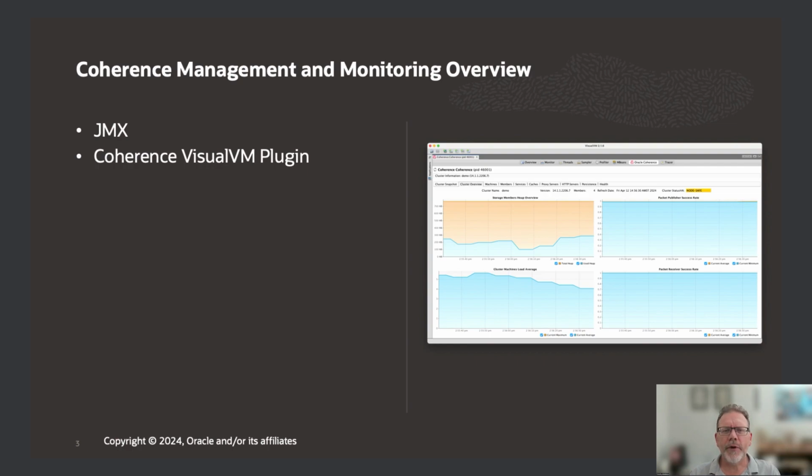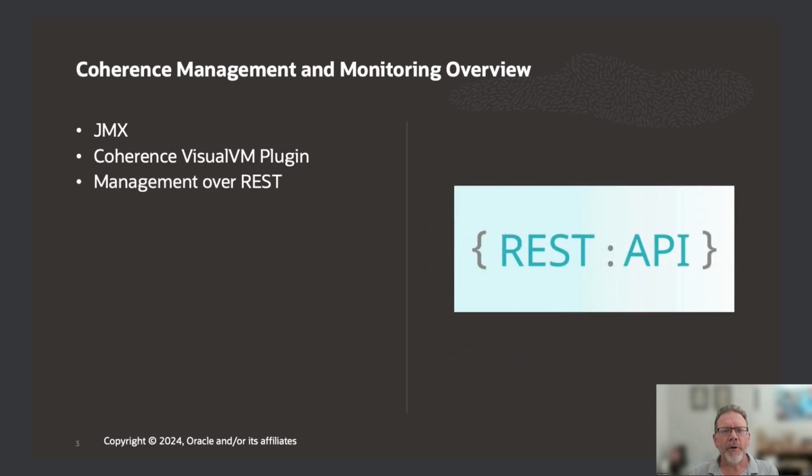The Coherence VisualVM plugin provides management and monitoring of a single Coherence cluster in the VisualVM management utility. The plugin supports both open source and commercial Coherence versions. Management over REST API provides management and monitoring capabilities via a standard REST endpoint, which also includes comprehensive Swagger documentation.